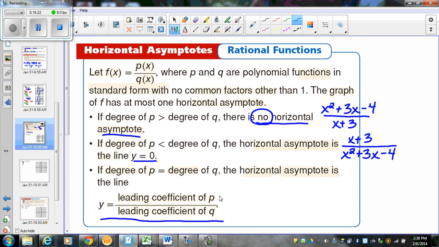The third scenario is that the top and the bottom have the same degree. For example, 2x squared plus 4x minus 7 over 3x squared minus 17. Both of these are degree 2, so the horizontal asymptote is the leading coefficient of the top divided by the leading coefficient of the bottom. So my horizontal asymptote for this one would be y equals 2/3. It might not be a bad idea to make yourself 3 note cards or something with these scenarios on them, because you are going to have to remember those when it comes to test time.